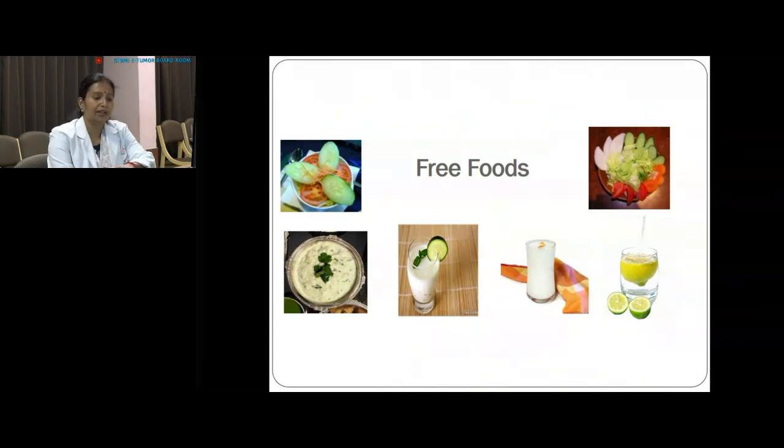Whenever we feel like eating something, we eat laya chana. So it is not a good option. Free foods are only a few, that can be taken whenever you are feeling hungry and it is not time for your food.